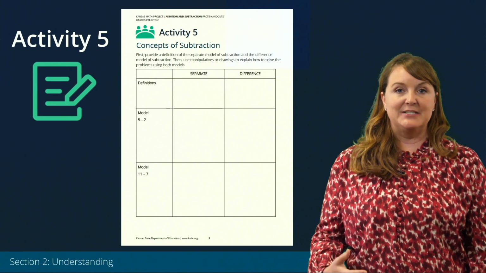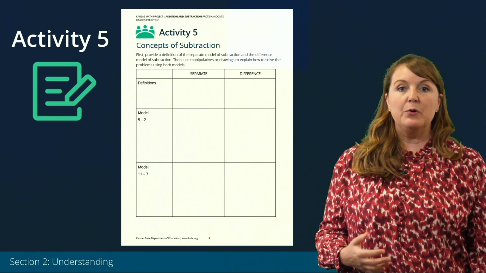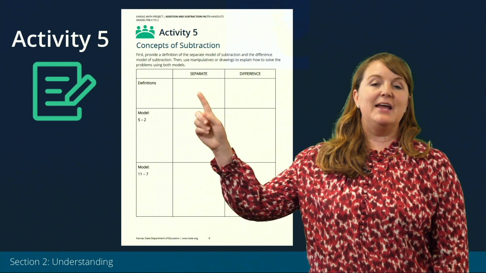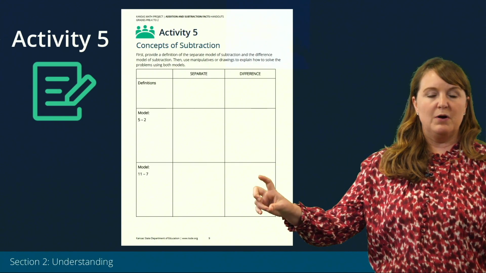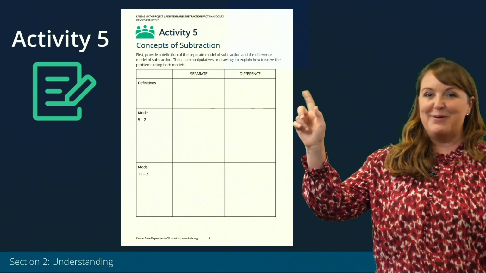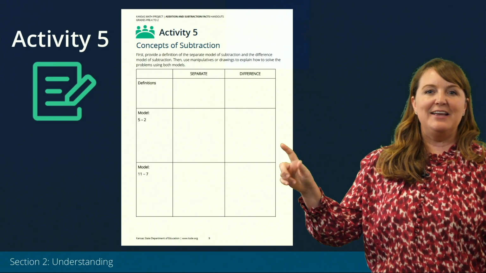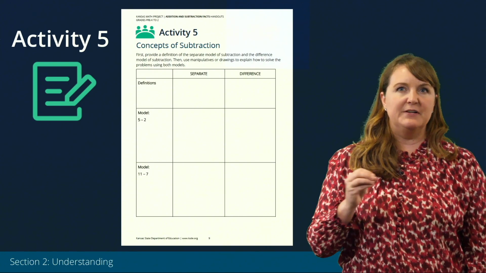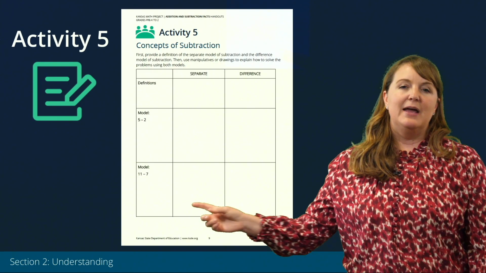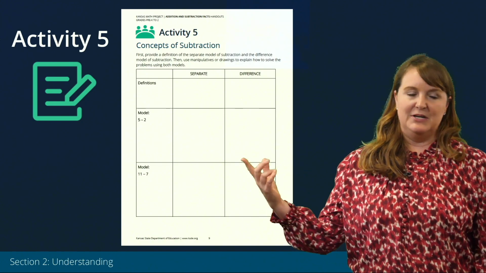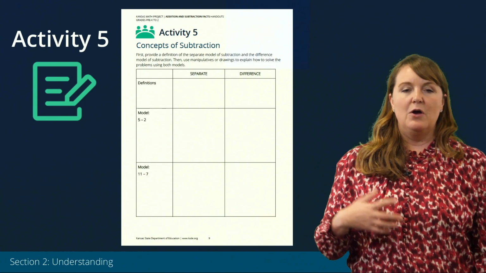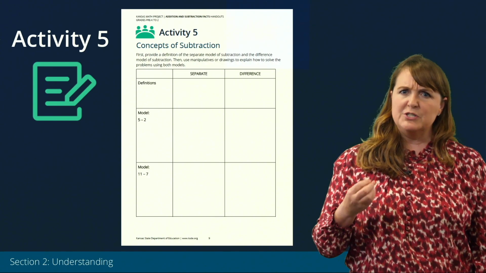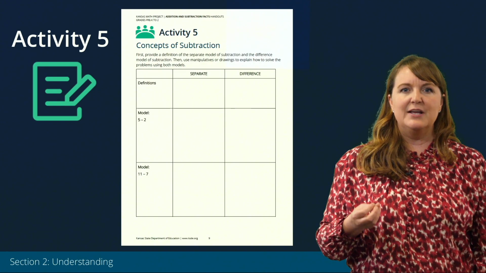That brings us here to activity 5, where I would like you to explore these concepts of subtraction. Remember, we were focusing on difference and separate, and we've got 2 problems. So go ahead and provide your definitions there, and then think about what it might be like to model 5 minus 2, first as the difference and then as the separate model, and then 11 minus 7. You can do them in any order, but separate and difference. What manipulatives are you going to use? What drawings are you going to use? How would you help your students understand subtraction in these different ways?